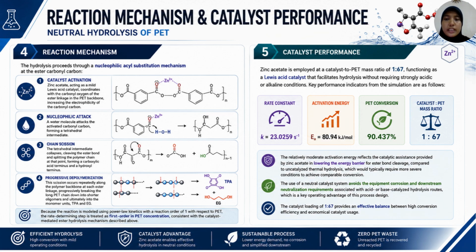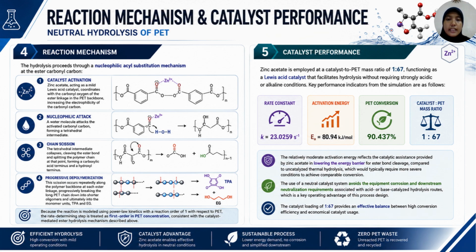A water molecule attacks this activated carbon, forming a tetrahedral intermediate. Third is the chain scission. The intermediate collapses, cleaving the ester bond to split the polymer chain into carboxylic acid and hydroxyl termini. Finally, progressive depolymerization. This continuous cutting action breaks the long backbone down into short oligomers and eventually into pure TPA and EG monomers. Kinetically, the reaction is modeled as first order with respect to PET concentration.